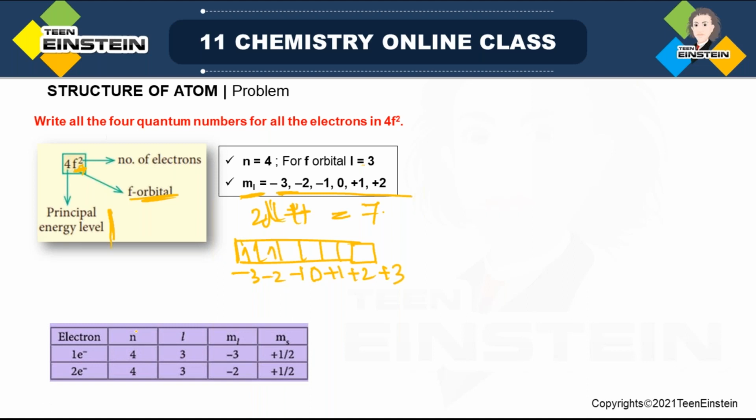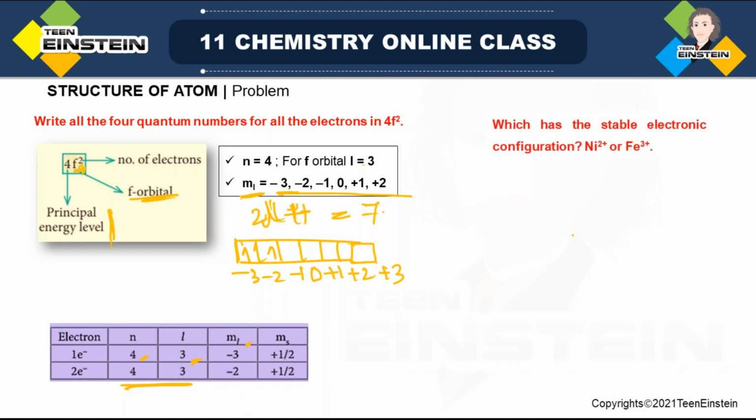So see, for the first electron it is principal quantum number 4. These two will always be the same for these two electrons. Only the ml value will change. And as we follow this, that is -3 first, then -2, then -1. So that is why this should be the set of quantum numbers.